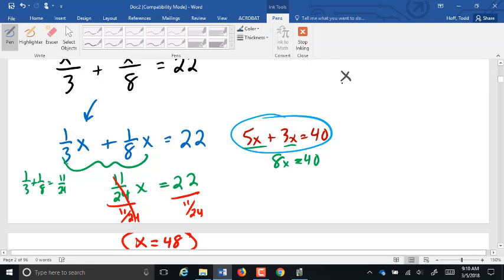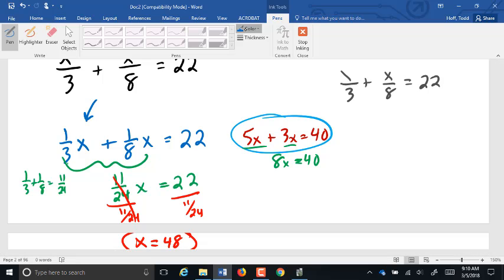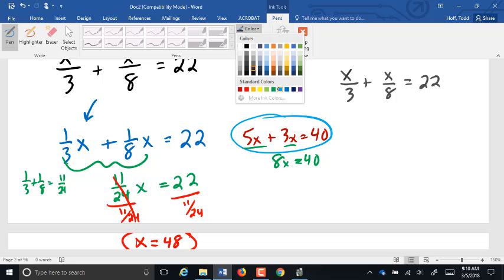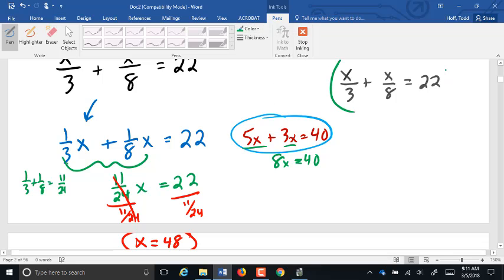Had we chosen to leave it as x over 3 plus x over 8 equals 22, about the only way we could solve it is to reverse both of them at the same time, since x is divided by 3 and x is divided by 8. How can I reverse dividing by 3 and dividing by 8? Well, I multiply by 24.